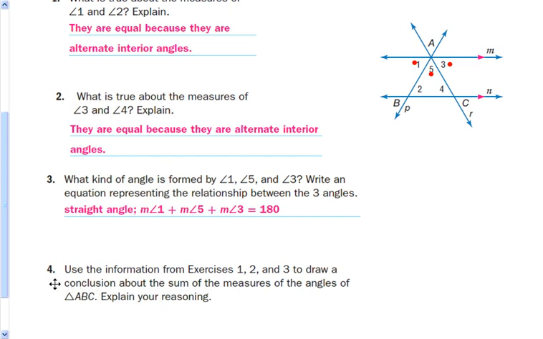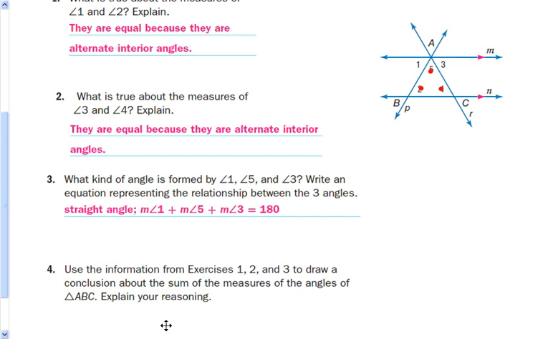Then it says use the information in exercises 1, 2, 3 to draw a conclusion, again another word, a conjecture, about the sum of the measures of the angles of triangle A, B, C. So what they're asking you to do here is look at angles 5, 2, and 4. We know that 4 and 3 are equal, so whatever this angle is right here, it's going to be this angle. Whatever this is, angle 2 is going to be angle 1. So all three of them together are going to equal the triangle.